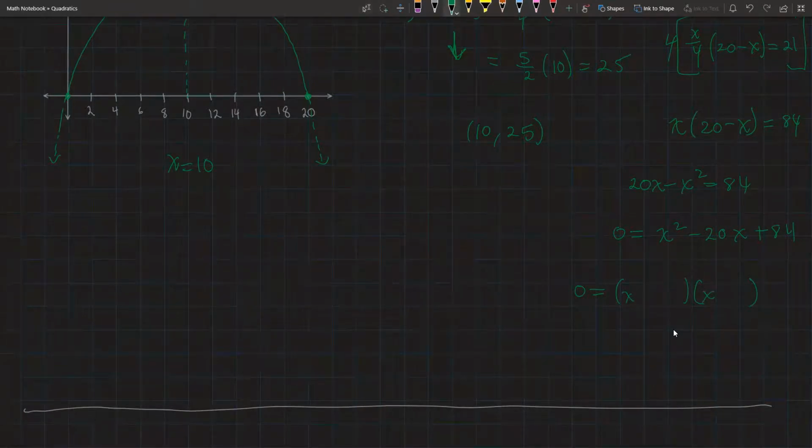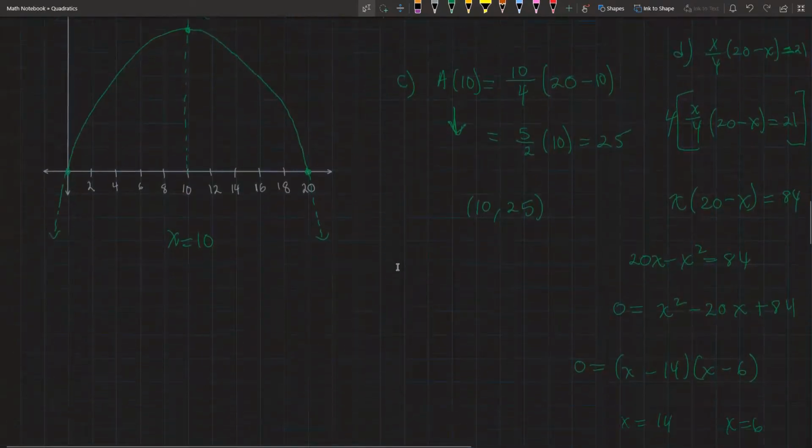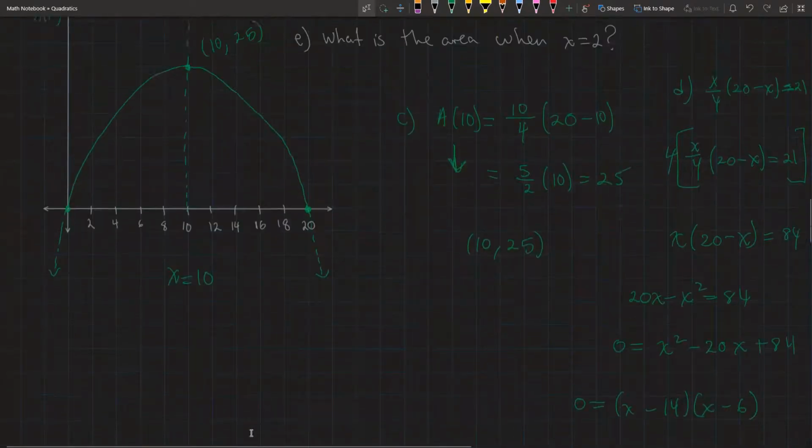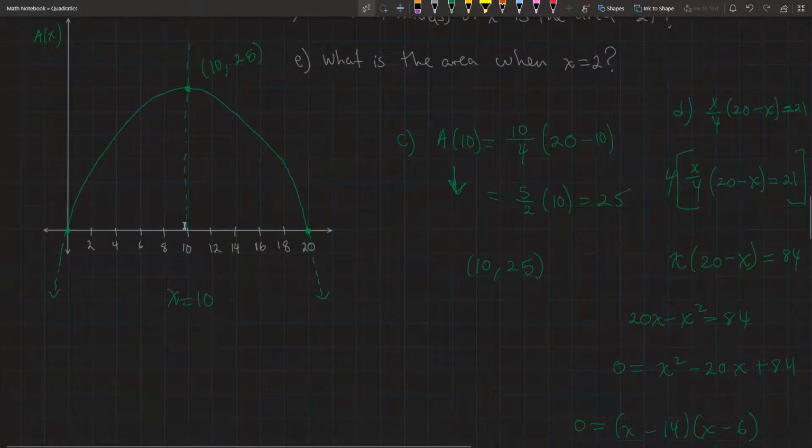All right. 2 numbers multiplied to 84 and combined to 20. Guess what? It's not 16 and 4. It's going to be 14 and 6, and they're both negative. Yep, that definitely works out. And therefore, we know that the x values are 14 and 6 when the area is 21. So when x equals 14, we should have a 21. x equals 14.